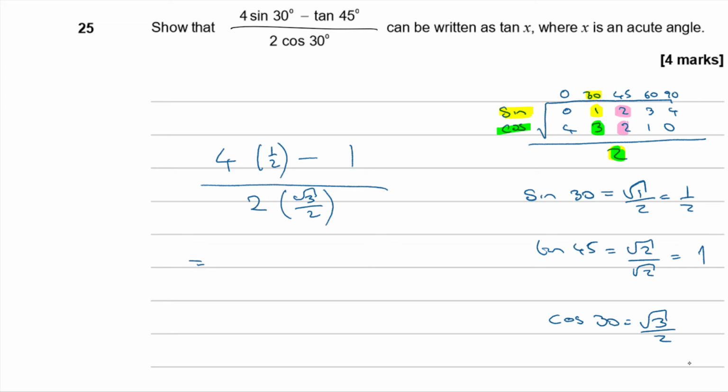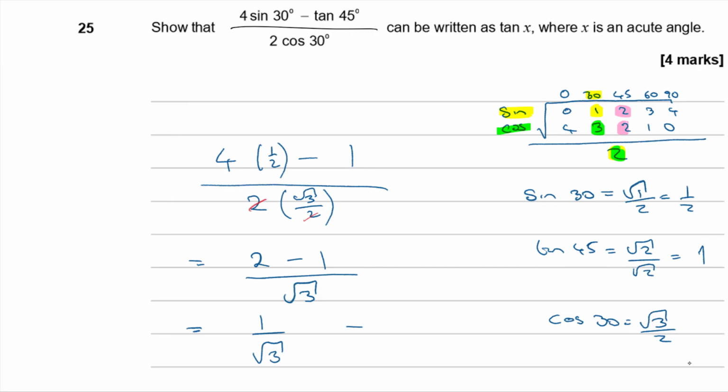So 4 lots of a half, that's 2. 2 minus 1 over 2 lots of root 3 over 2. Well, that kind of cancels out, just leaves you with root 3 on the bottom like that. So then this is equal to 1 over root 3.